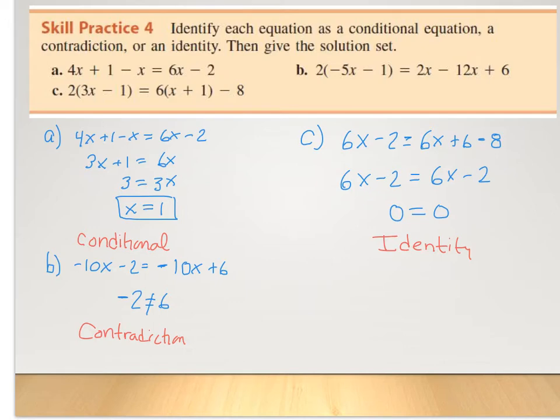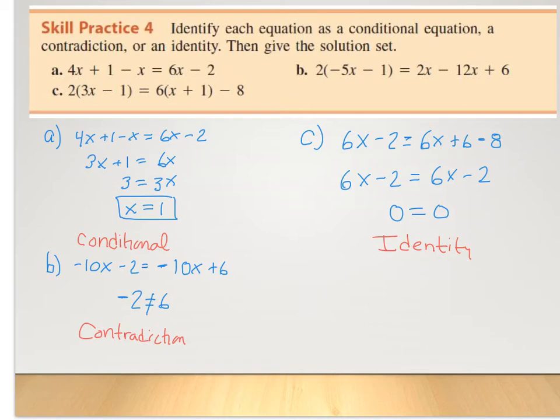So in problem A, we have 4x + 1 - x = 6x - 2. Again, we combine like terms. We get 3x + 1 is equal to 6x. And now we have 3 is equal to 3x.